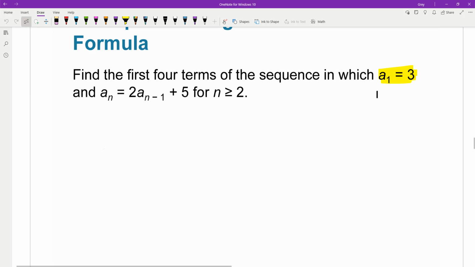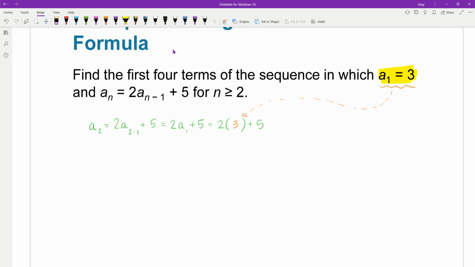We already know what the first term is, but let's go find the second term. I'm still doing the same thing, y'all, and that is plugging in 2 whenever I see n. But this time that 2 represents a subscript, so this would really become 2 times a sub 1 plus 5, which is why it says 2 times the previous term, because a sub 1 comes before a sub 2. So 2 times a sub 1 plus 5. Well, what was a sub 1?